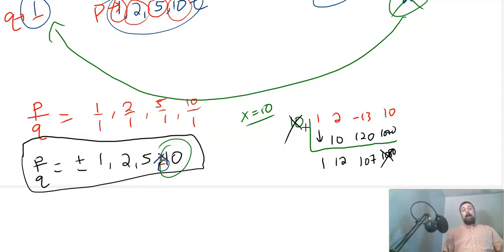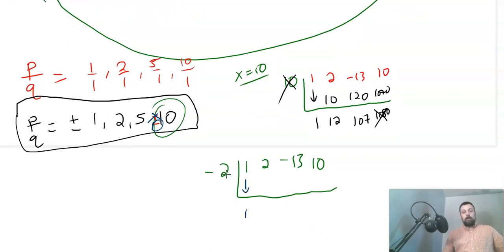So I'm just doing this to show you what doesn't work. If I pick a number and I don't get a remainder of 0, that number doesn't work. I cross it off my list, and I pick a different number from my list. So let's try negative 2. We'll try negative 2 this time. I'm just picking another number on my list. 1, 2, negative 13, and 10. We'll drop the first number below the box.